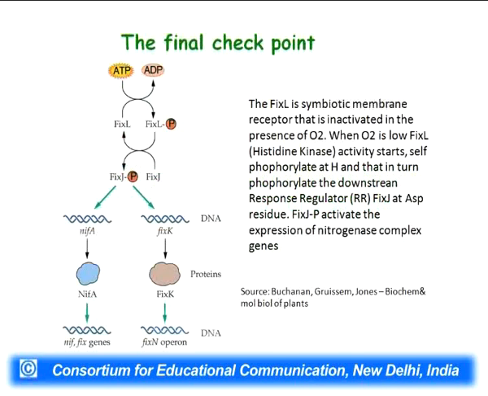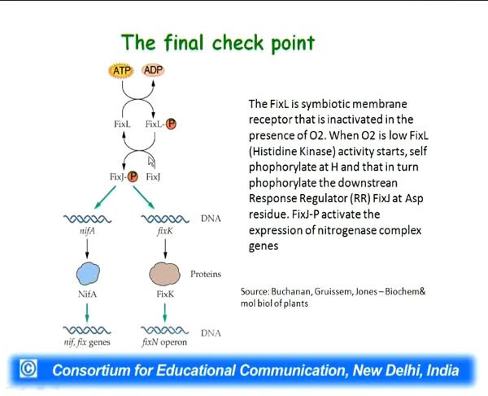So, for example, look here, this is a protein called FixL. This FixL protein is present on the bacterial surface, the bacteroid surface, which is present in the symbiosome. This bacteroid surface protein can be phosphorylated and can get activated. So, this is the first one, and the second one is FixJ.